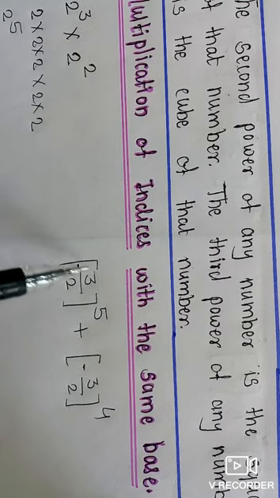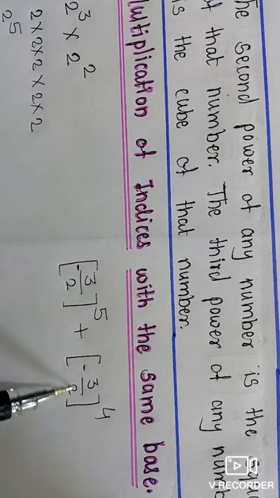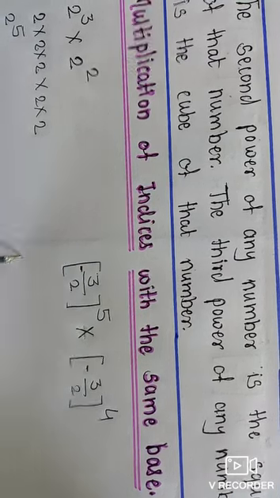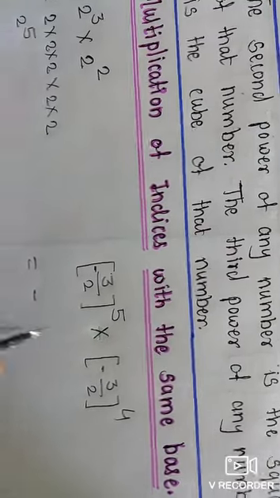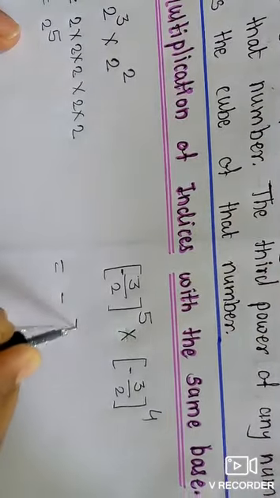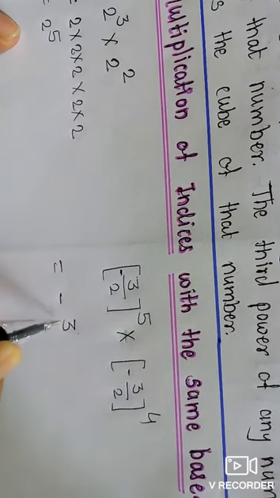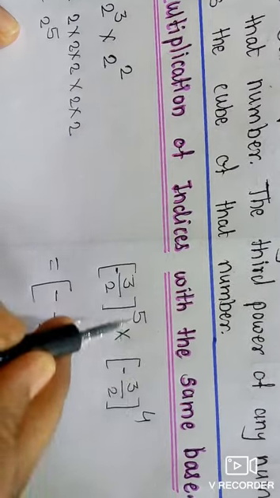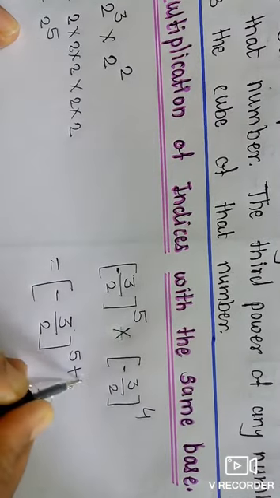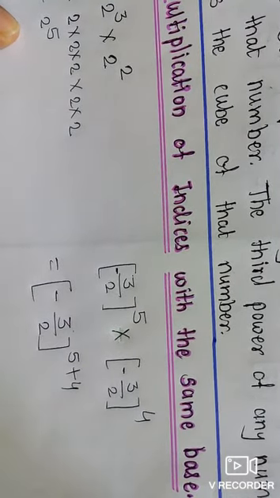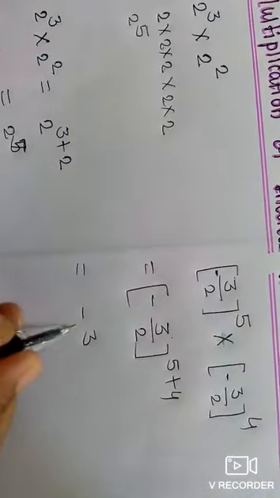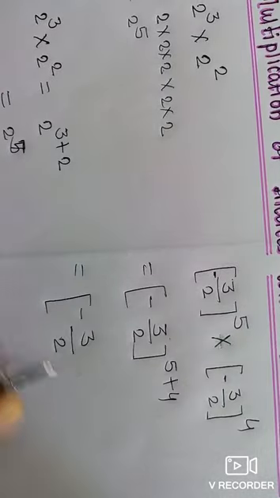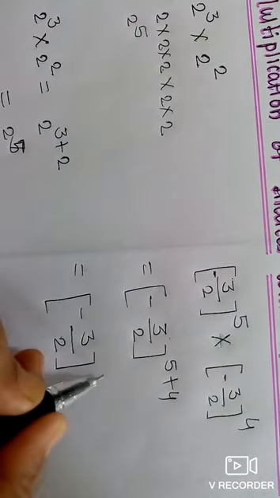So one more example we will see based on the same rule. Negative 3 upon 2 is the base here. Here also negative 3 upon 2 is the base. So one time we will write this base. How? It will be negative 3 upon 2 raised to, we have to add the indices, means 5 plus 4. So it will be negative 3 upon 2 raised to 5 plus 4, which is 9.